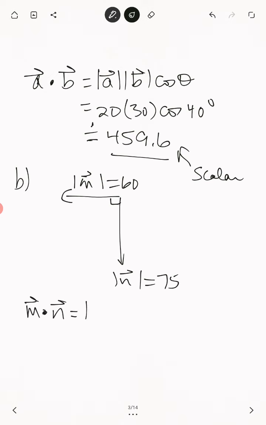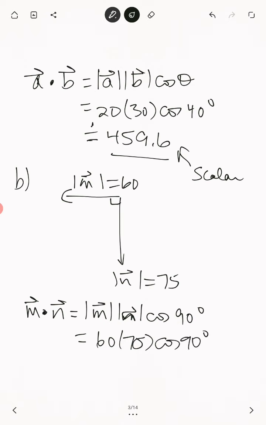So m dot n should be the magnitude of vector m times the magnitude of vector n, cosine of 90 degrees, which is 60 times 75 cos 90. And if you remember off the top of your head, cos 90 is 0. If you don't, just do it in your calculator. And so the dot product of the two vectors comes to 0, which is what we saw in the applet, that when the vectors are perpendicular, then the dot product of those two vectors will be 0.